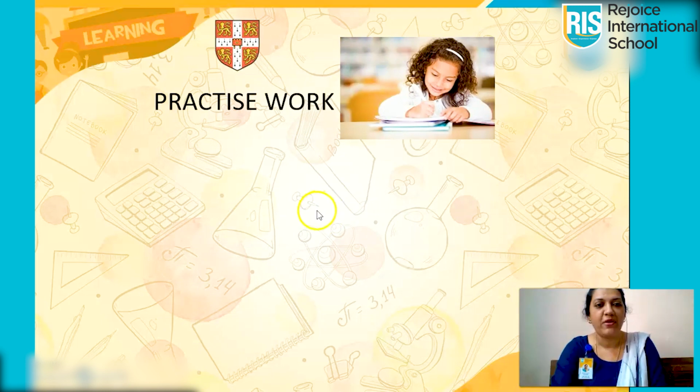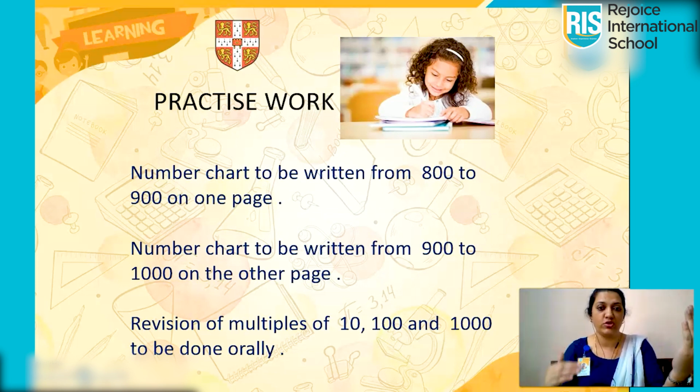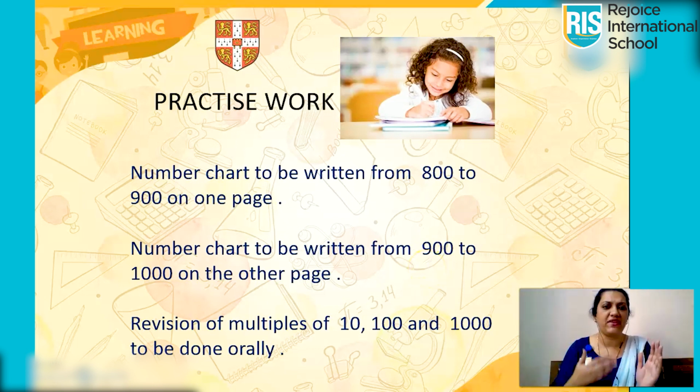Now we have practice work. Okay, in this practice work, I would like to inform you all here. It's very simple. Now the number chart is to be written from 800 to 900 on one page, like I showed you in my slide. So it was easy for me to just read. That was from 801 to 850. If you have space on the same page, you can continue from 851 to 900 on one page. Okay. Then again, the number chart is to be written from 900 to 1000 on the other page. Right? It is easier when we revise and when we flip pages.